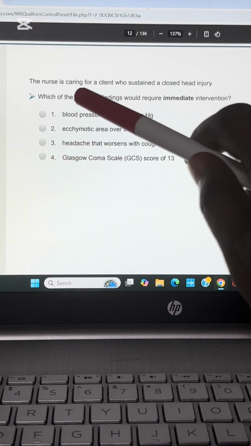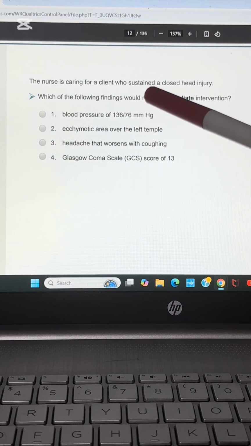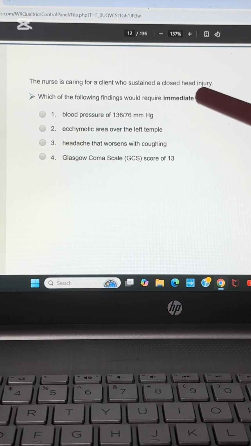Look at what the patient is experiencing. The nurse is caring for a client who sustained a closed-head injury. Now, I'm not thinking about closed-head injury, because nursing students automatically start thinking about it. You understand? They start thinking, oh, what will a patient with closed-head injury experience? That kind of thing, right? It causes you to be confused. You bring a lot of questions to your mind.